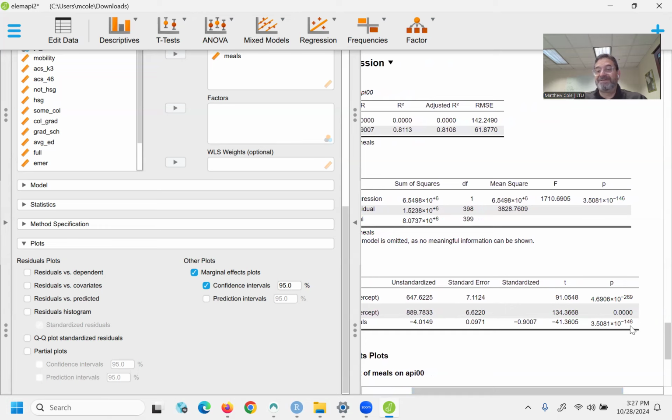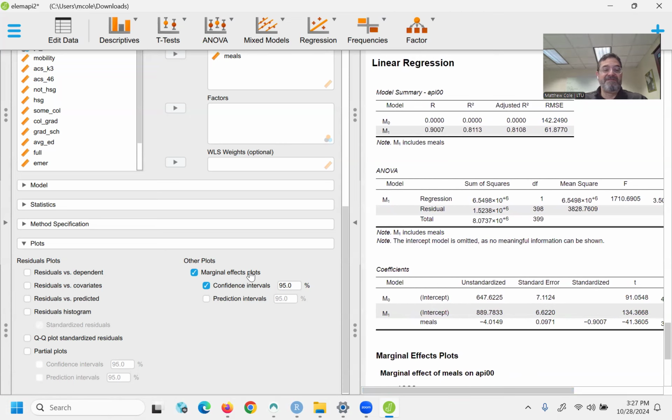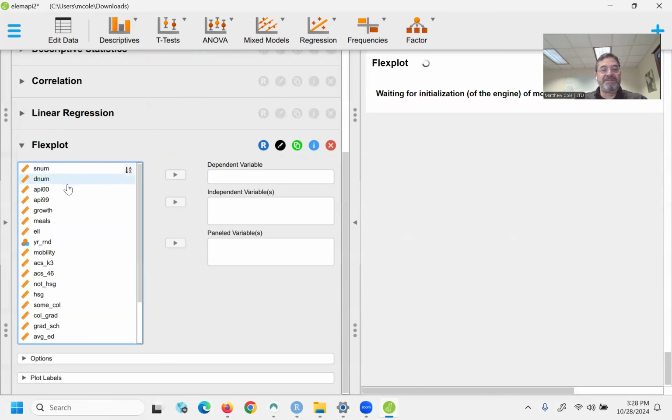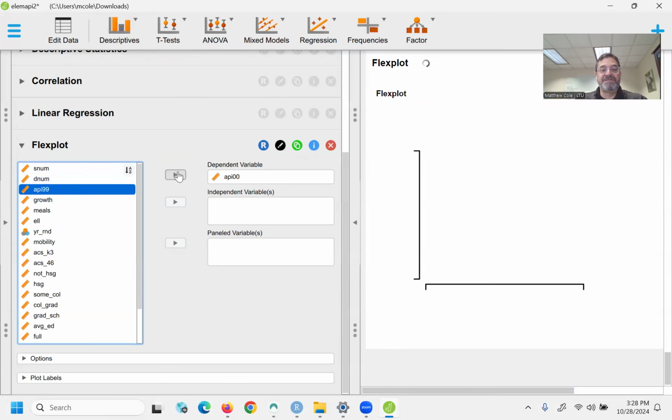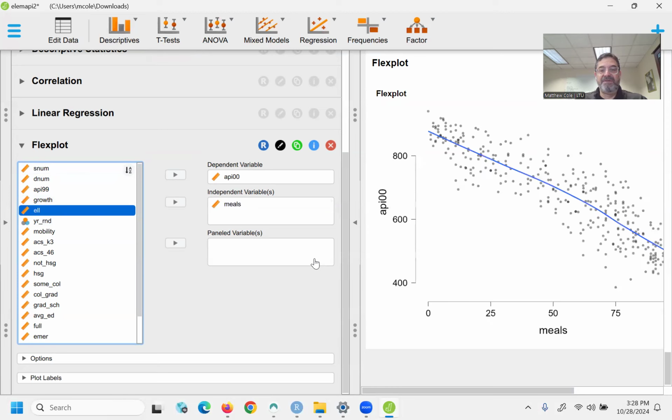And look at the p-value, it's so low. It's like times 10 to the minus 146. That's incredibly significant. Very unlikely that we would make a mistake in our hypothesis testing. We can double check with this flex plot. Let's double check, is it really a straight line, or are there some moments when it might deviate into something a little bit more?